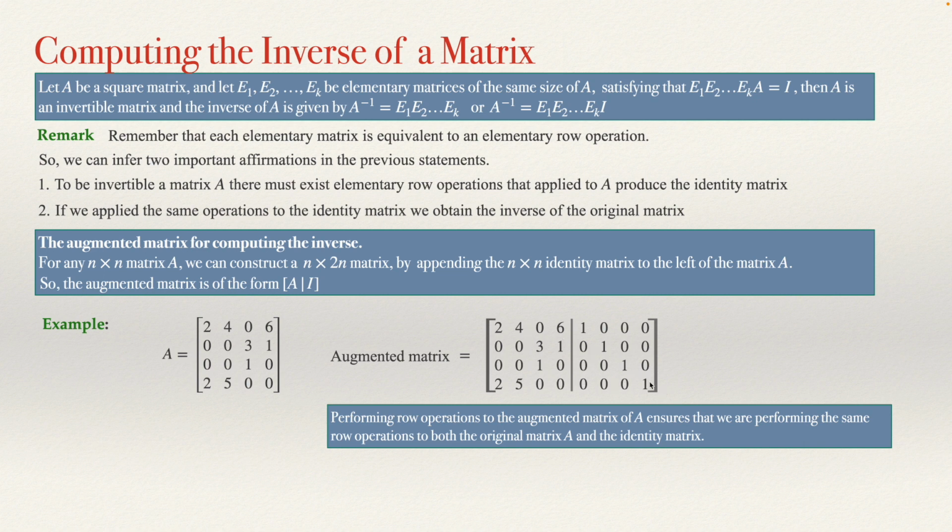So I'm going to make row operations in the augmented matrix, and by doing that I will be sure that I'm making the same operations in the matrix A and in the identity. That will give me a way to compute the inverse, because if I transform this into the identity, then this one will be transformed into the inverse. And that is what this statement is telling me. If I make the same operations in A as in the identity, A will be transformed into the identity and the identity will be transformed into the inverse of the matrix.